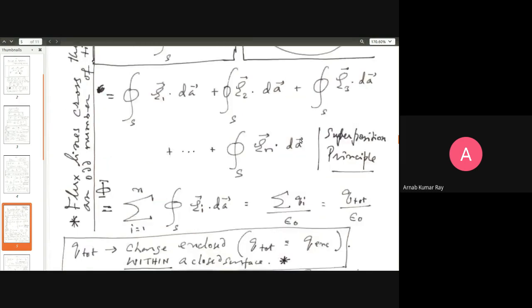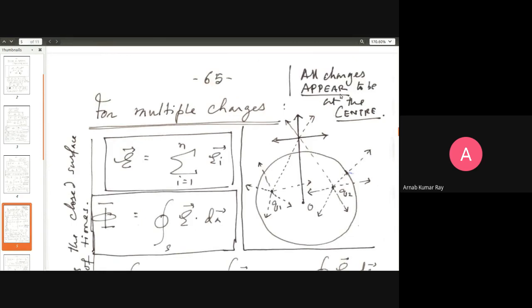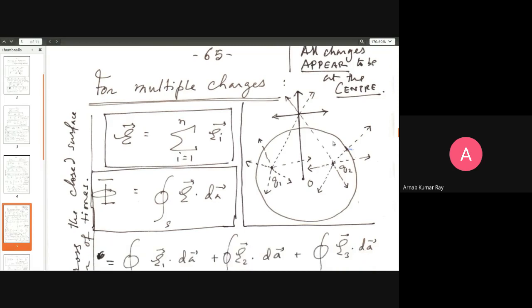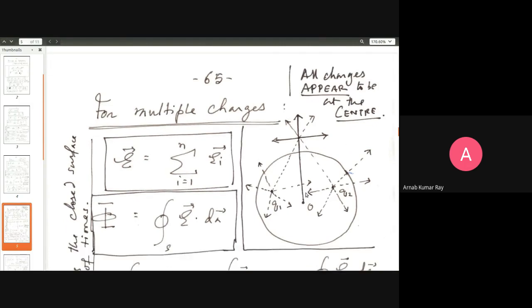A whole lot of discussions have to be held now. First, let us see. I've written something over here: all charges appear to be at the center. Now let us try to understand. We shall go through all of them and understand the meaning of what I have written. All charges appear to be at the center. Deliberately, just for convenience of understanding, I have drawn these two charges, Q1 and Q2, at the same distance from this axis. This is the origin of coordinates. From here, you have drawn an outward going vector.